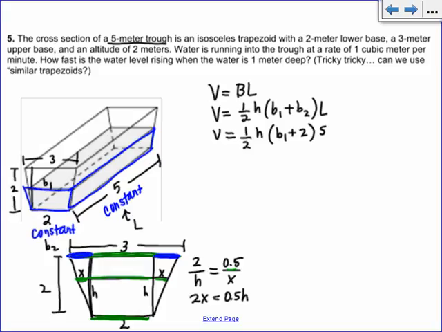So what do we do? So b1 is going to be what total? What can I replace it with? Do you guys see how I got that? So this total distance here is 2x plus 2. So I'm going to have 1/2 h times (2x plus 2) times 5. Okay, but what if I don't want x's? What if I want it all to be in terms of h?